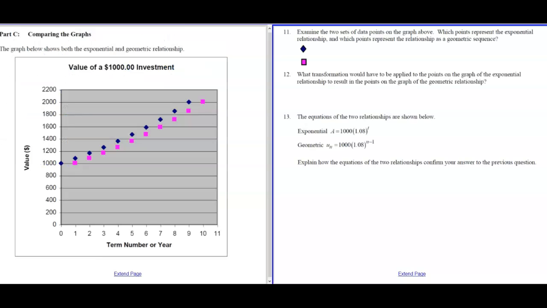And you can see that from the equation. So first of all, which points represent the exponential relationship? So the diamonds was the exponential, and squares was the geometric sequence. What transformation would have to be applied to the points on the graph of the exponential to result in the geometric? We just said translation, right 1.